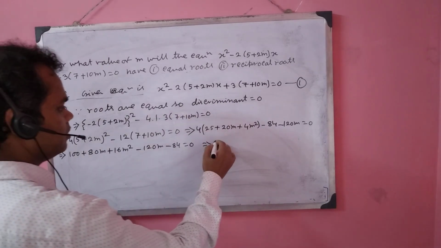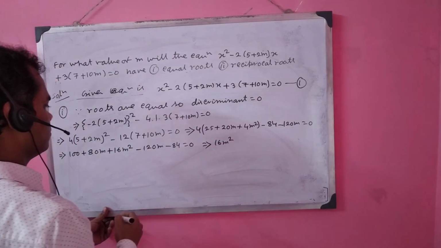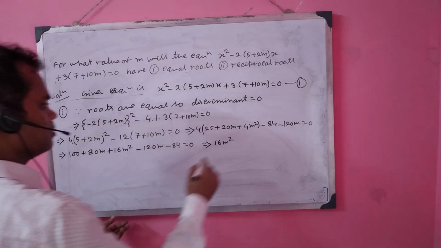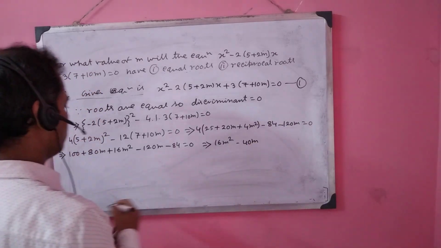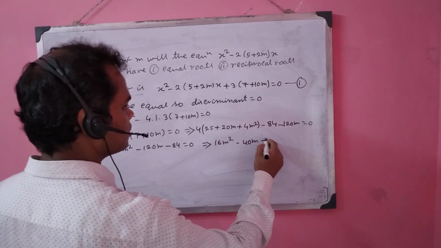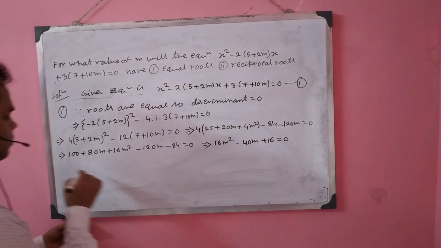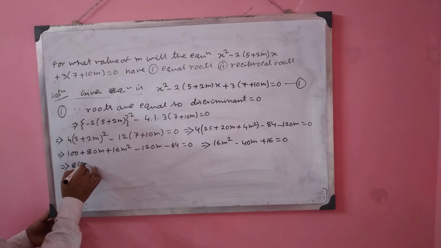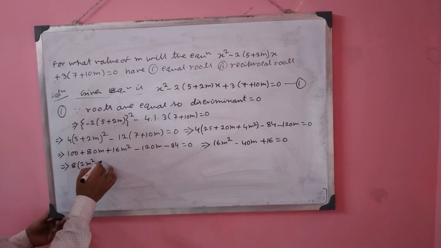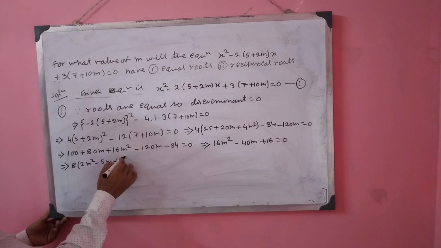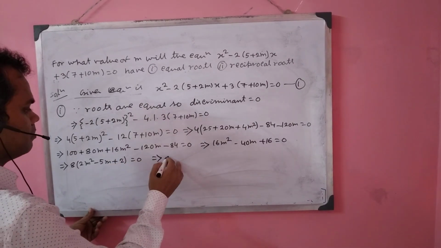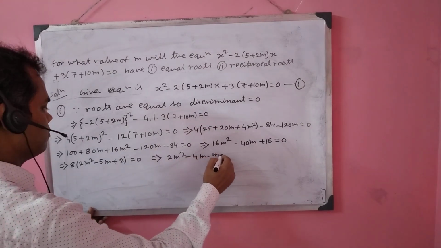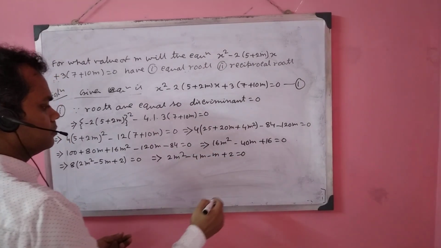Then 16m², 80m minus 120m is minus 40m, 100 minus 84 is 16, equal to 0. Taking 8 common, 2m² minus 5m plus 2 equal to 0. That implies 2m² minus 4m minus m plus 2 equal to 0.